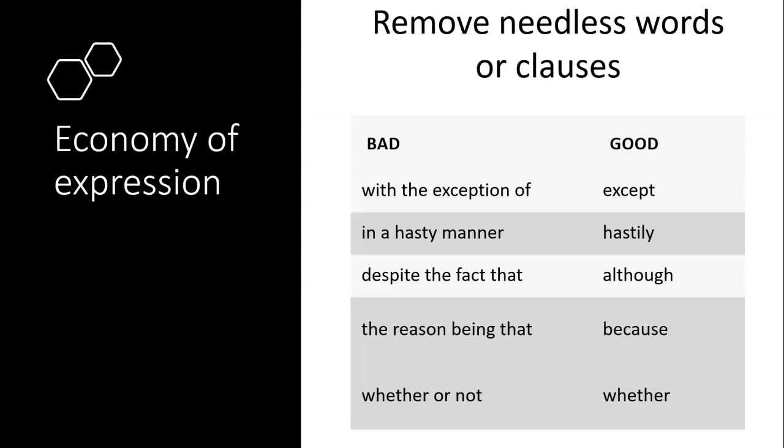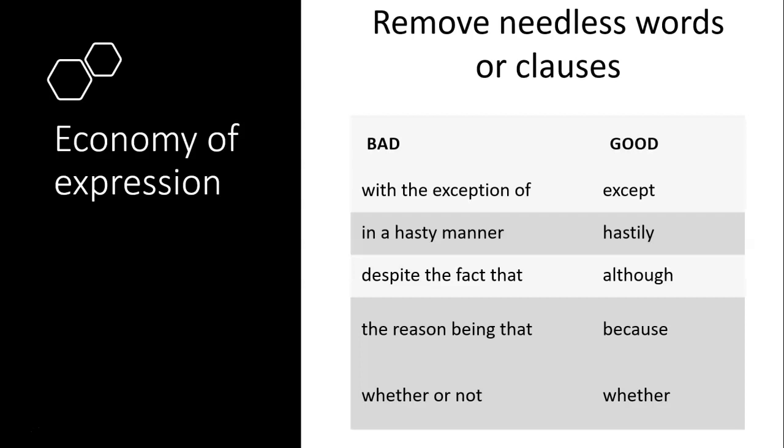Here are some examples of needless words or clauses that I typically see in student writing. On one hand, "with the exception of" is four words, and you could simplify that by just saying "except." Or "in a hasty manner": you could just use an adverb and call it "hastily." Or "despite the fact that" could be simplified to one word, "although." Or, I see this a lot in student papers, "the reason being that."